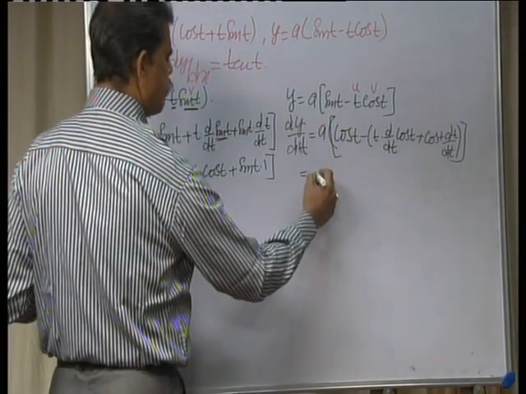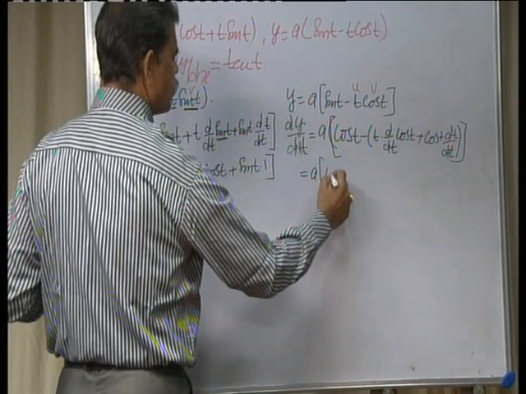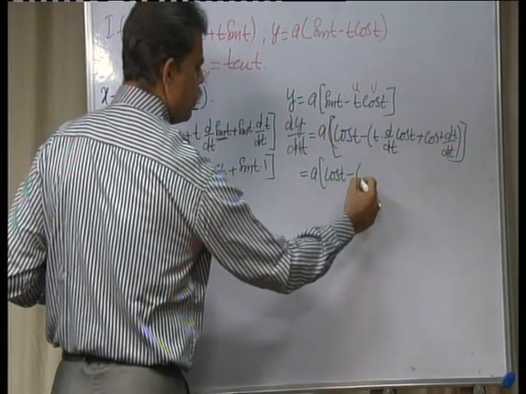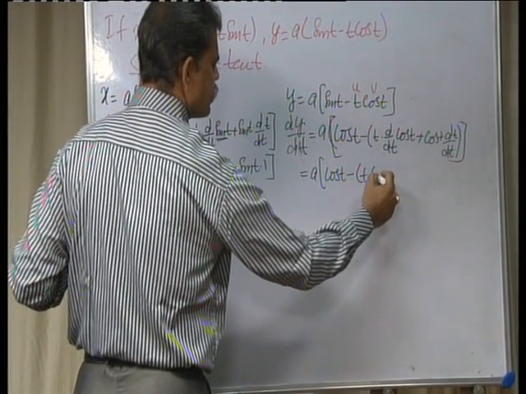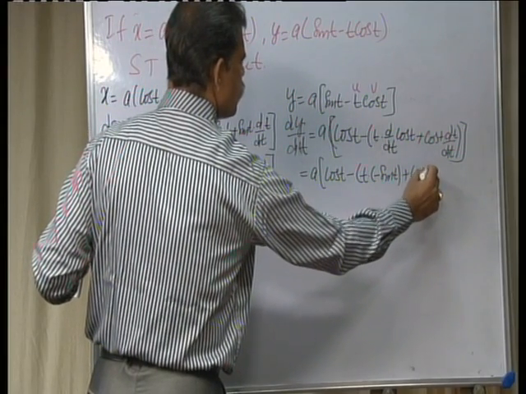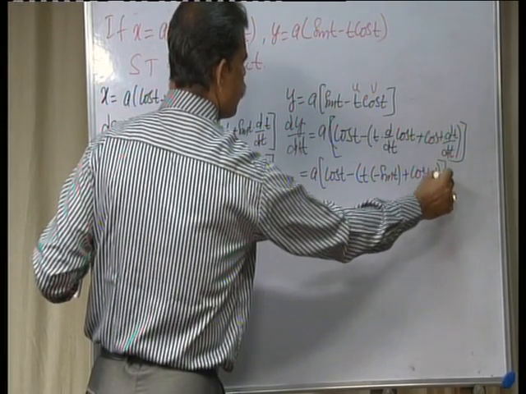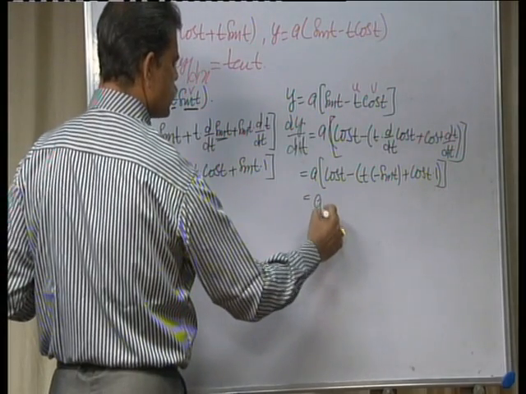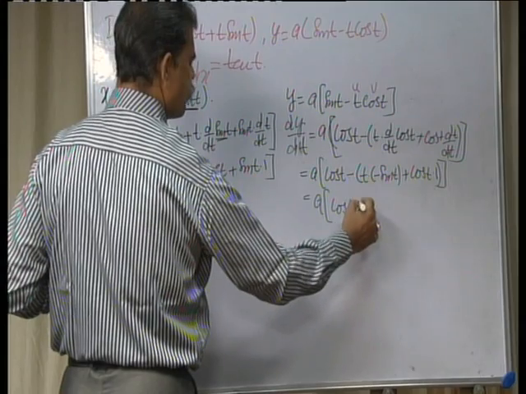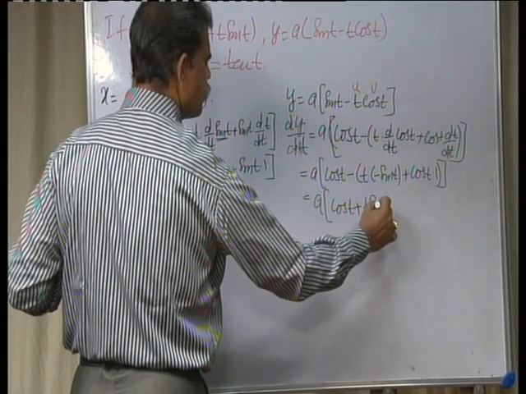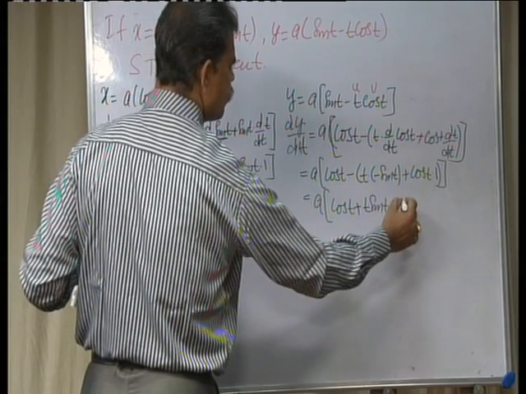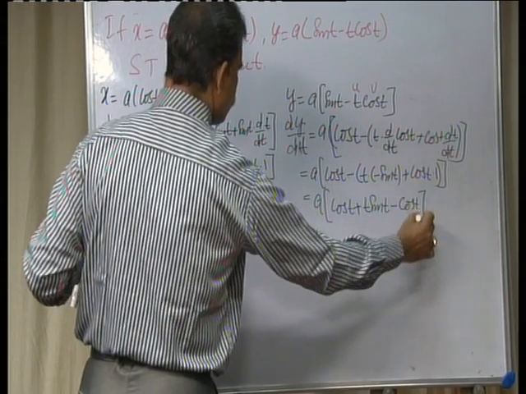Hence, it is equal to a into cos t, keep it as it is, minus t into differentiation of cos t, which is minus sin t, plus cos t into differentiation of t, which is 1. Or it can be taken as a into cos t minus of minus plus t into sin t plus into minus minus cos t. Is it right?